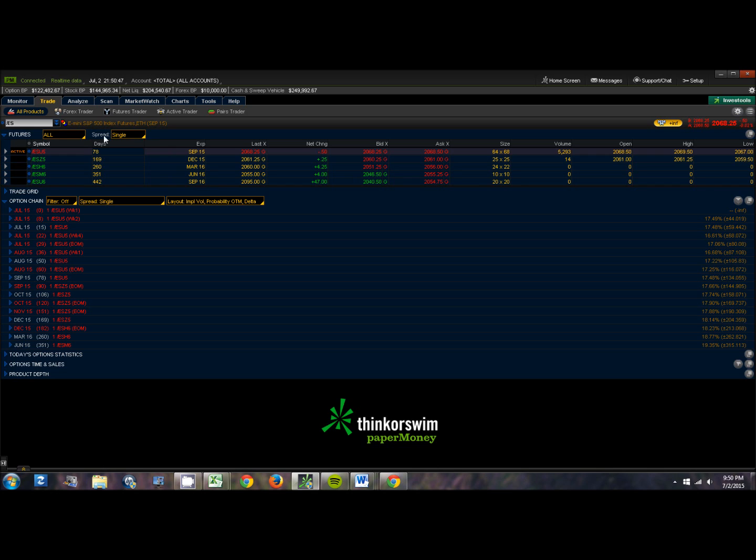So now the E-mini S&P: if you look at this contract right here, it has a bid of 2068 and a quarter, and an ask of 2068.50. So it is a quarter point spread. Every point on an E-mini S&P contract is $50, meaning a $50 change in P&L. So every quarter point is $12.50.